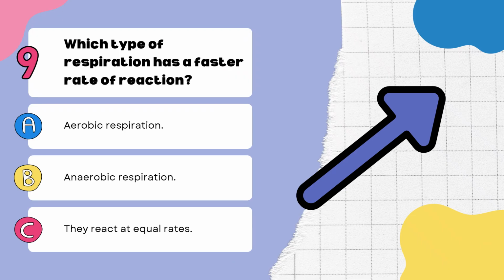Which type of respiration has a faster rate of reaction? Which one occurs quicker? Is it aerobic respiration, anaerobic respiration, or do they react at equal rates? It's anaerobic. Remember, aerobic respiration occurs in the mitochondria. It needs to go through a set of processes in the mitochondria. Anaerobic doesn't need to do that. Anaerobic respiration occurs in the cytoplasm of the cell, and it just happens very quickly there and produces what it needs to produce depending upon the organism.